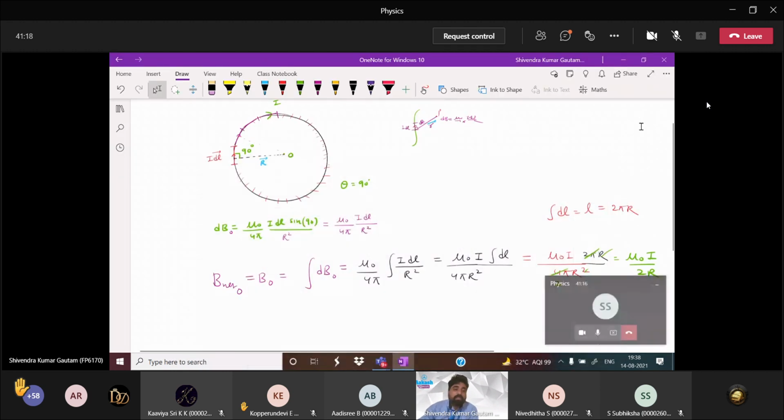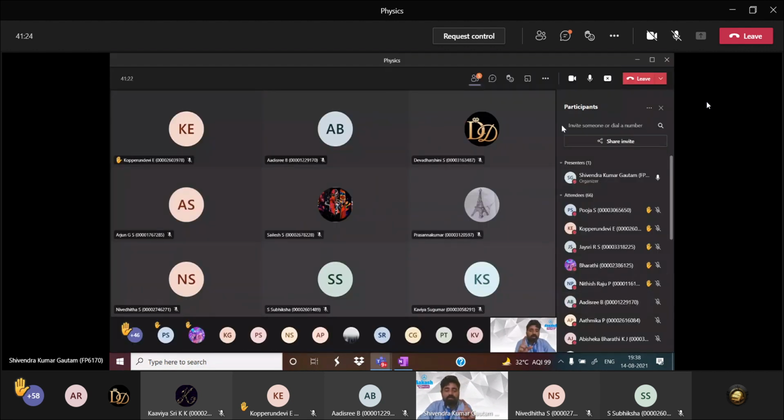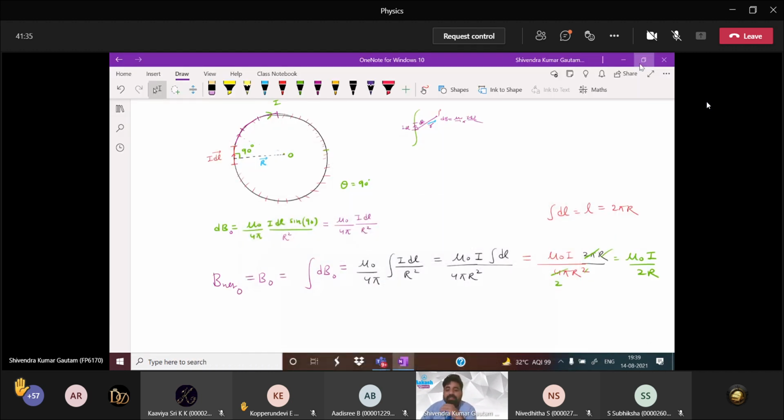Now tell me, if I ask you, a semicircular wire is there. We don't have a circular wire, we have only a semicircular wire. If a semicircular wire is there, what is the length, by integrating what you will get? Pi r, sir. If semicircular wire is there, length will be pi r. If length is pi r, then what expression will I get here? Mu naught I by 4r we will get.